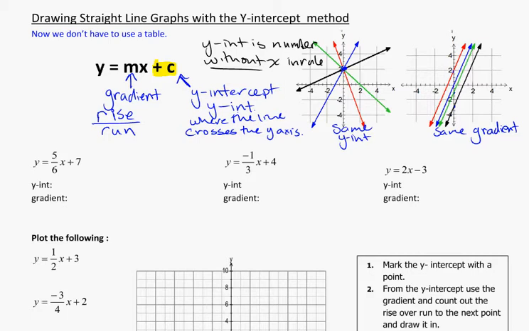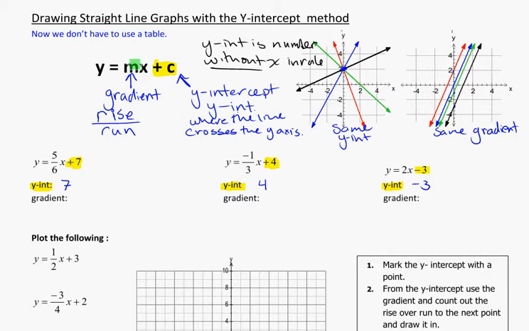So if the y-intercept is the number without the x, let's look at this first example. y is equal to 5 over 6 times x plus 7. That's going to be my y-intercept, the plus 7. So we would say 7. The y-intercept for the next equation, y is equal to negative 1 over 3 times x plus 4, is going to be 4. And for the last one, y is equal to 2 times x minus 3, the y-intercept there is going to be the negative 3, because we see it's minus 3.